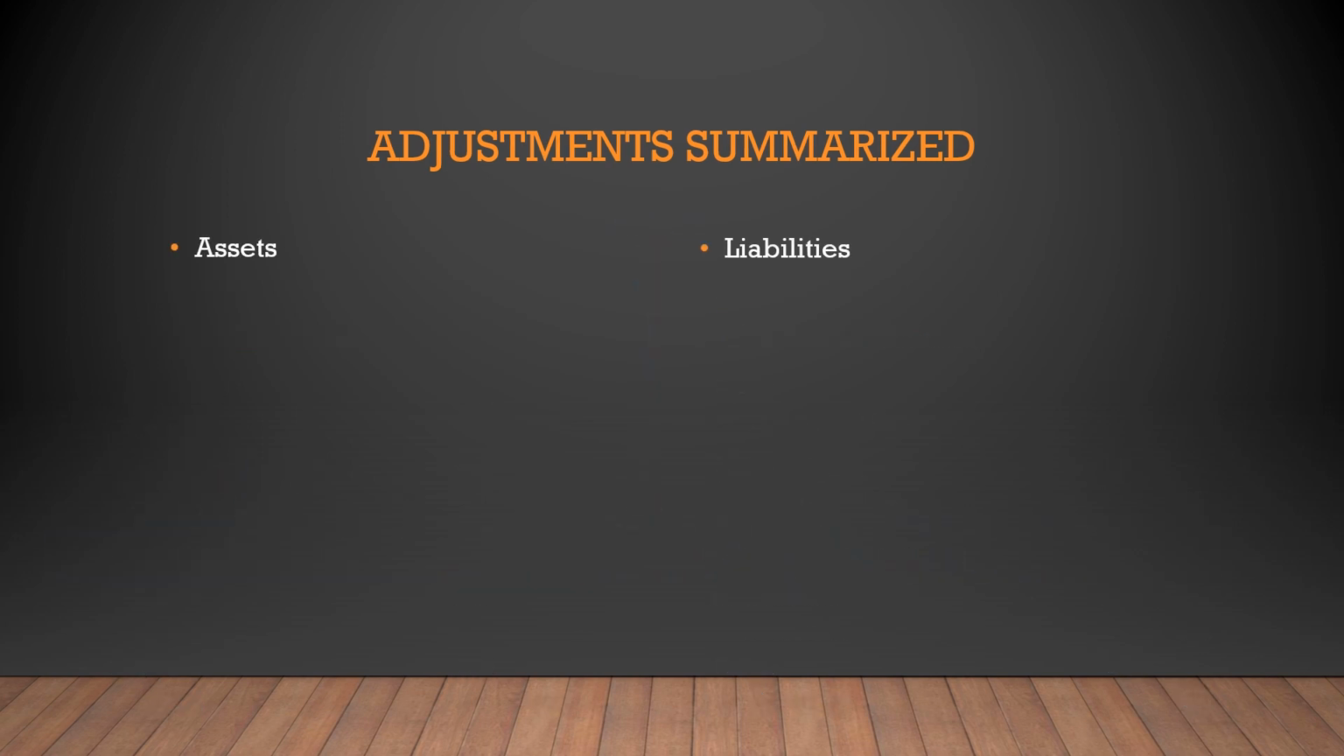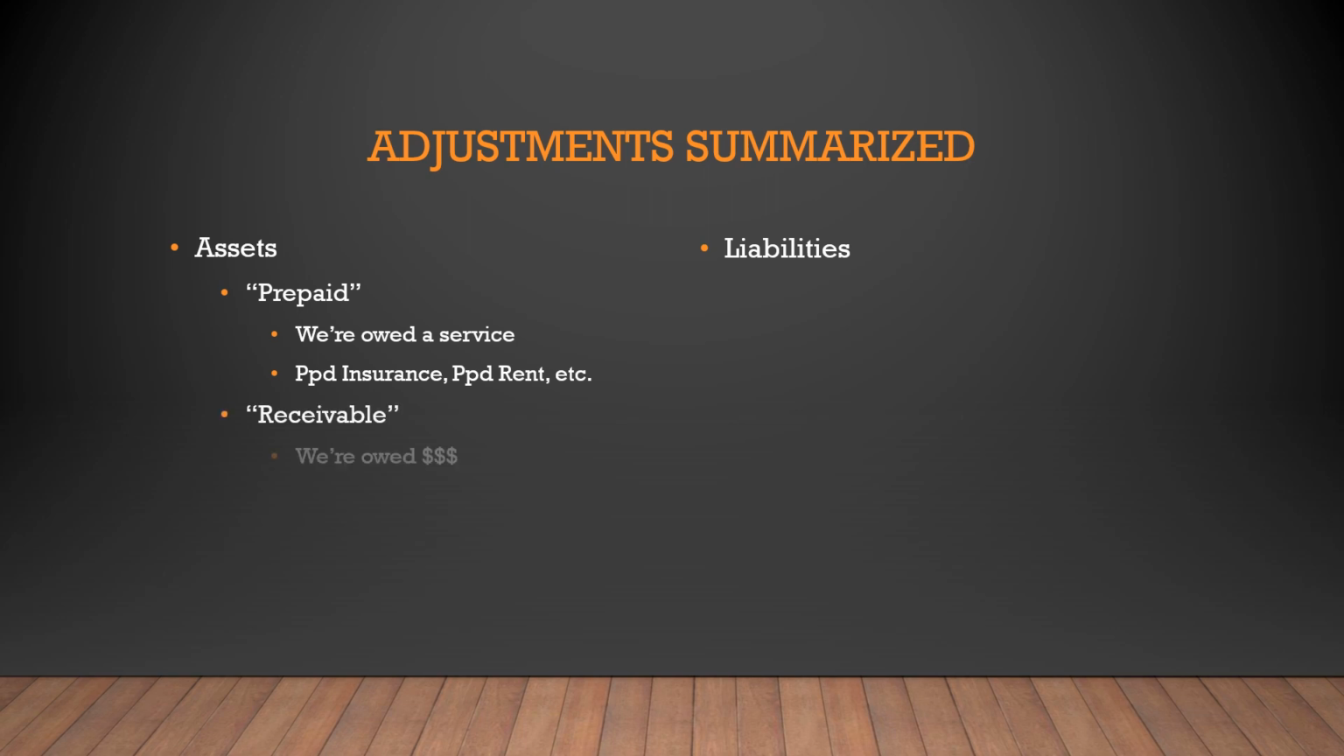Beyond that, pay attention to some of the terms in these account names. Prepaid means that we pay someone else in advance, so that party owes us a service. You may see accounts like prepaid insurance or prepaid rent. Receivable means that the other party owes us money. Common receivable accounts include accounts receivable, interest receivable, rent receivable, and so forth. Prepaid and receivable will always signify an asset account.